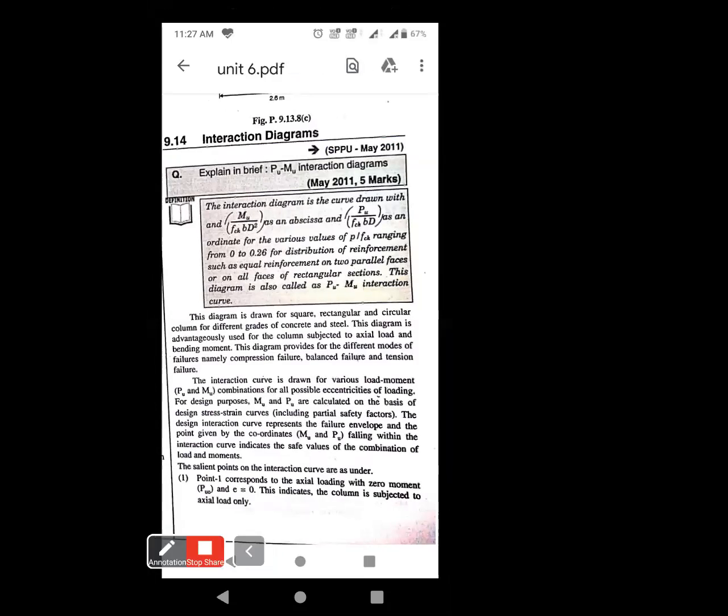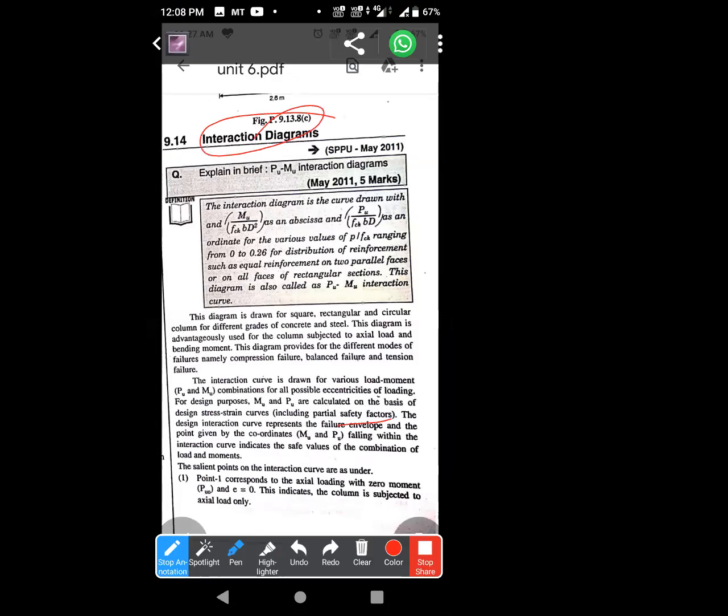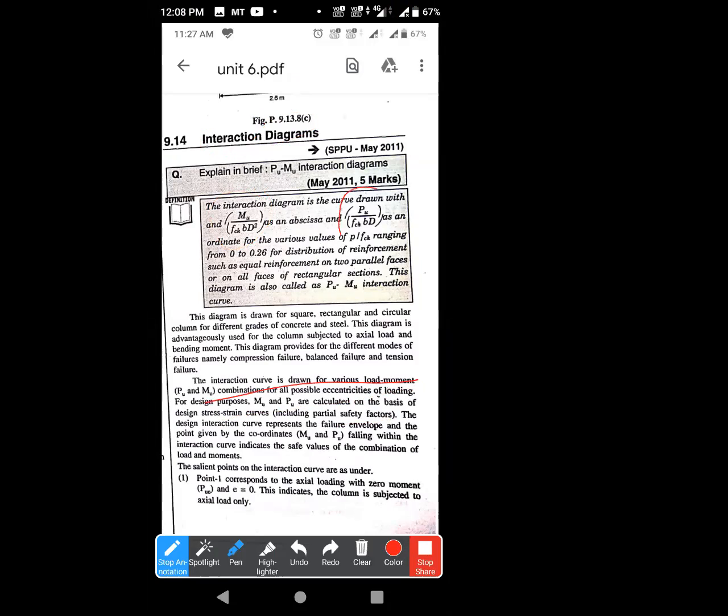Now the next topic we are going to deal with is the interaction diagram. What is an interaction diagram? Interaction diagrams are nothing but curves drawn with Mu/(fck b D square) on the x-axis and Pu/(fck b D square) on the y-axis. These are diagrams of ultimate load and ultimate moment, with an ordinate for various values of p/fck ranging from 0.02.